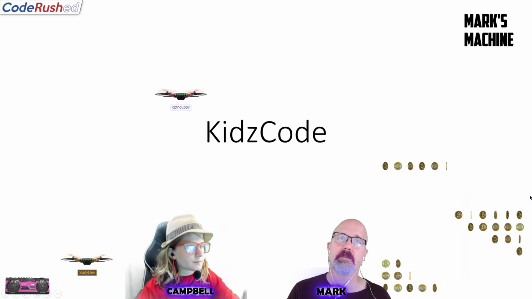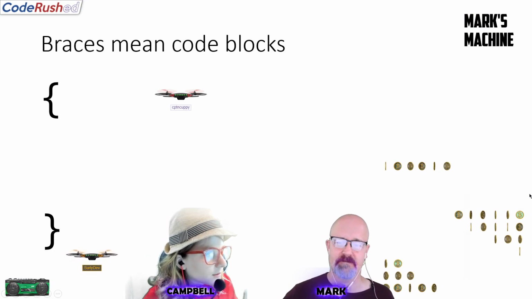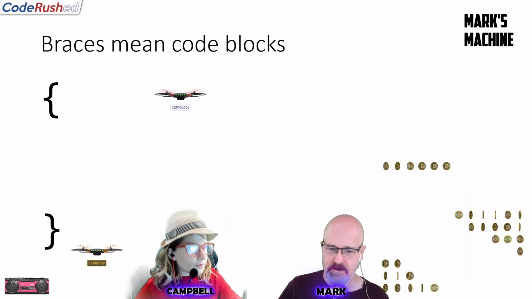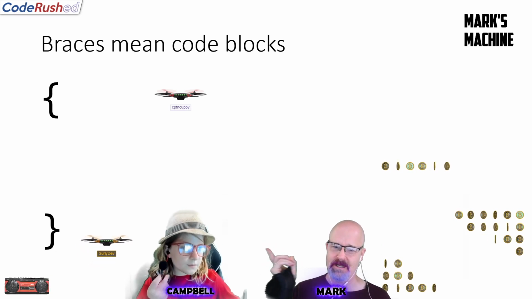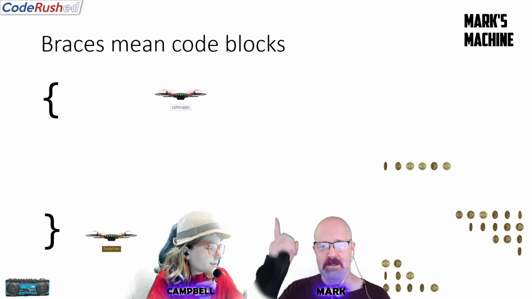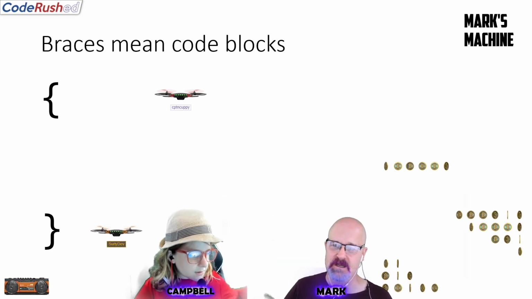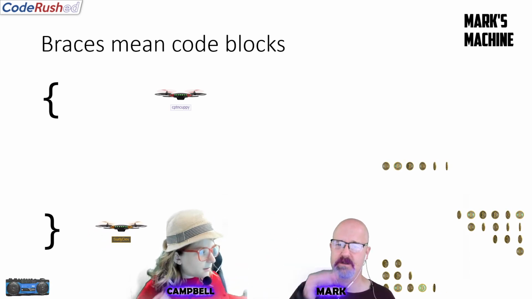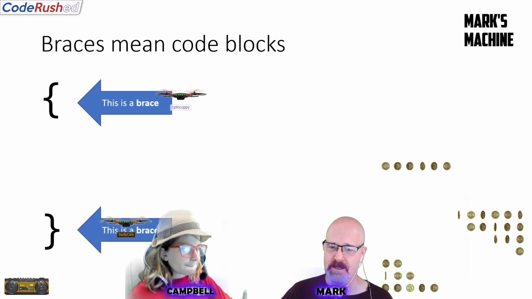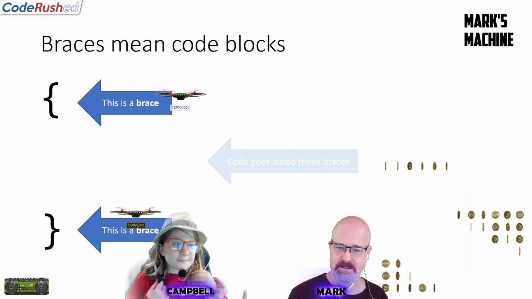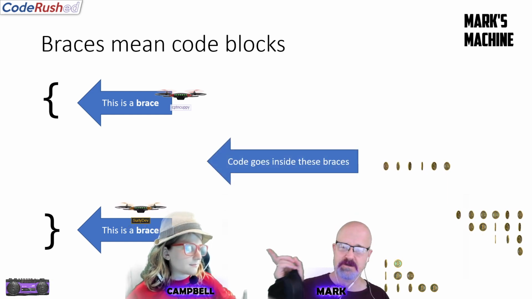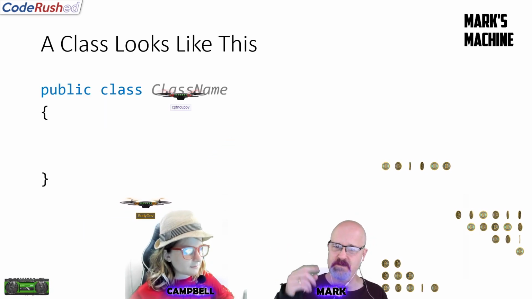I'm going to tell you a little bit about some code, things that we learned about C# and coding. We learned that braces, what do the braces mean, Campbell? They mean code blocks. That's exactly right. So if we see two braces, we can put code in between those braces. That's a brace and that's a brace right there. Surly Dev and Captain Cuppy are both near the braces. Thanks for helping us. And the code goes inside those braces. So braces means code block.